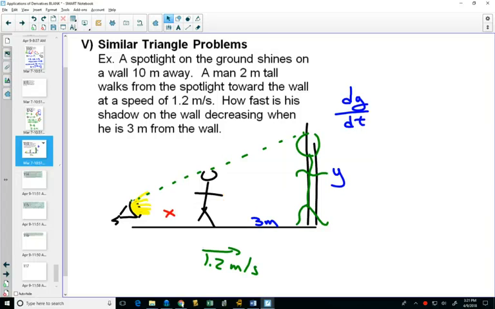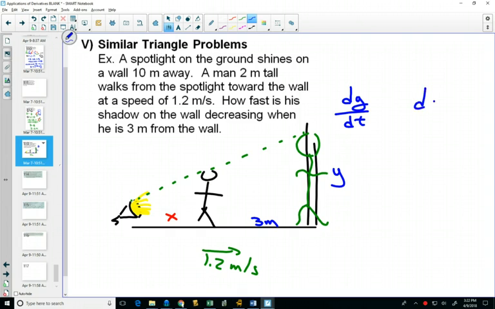It will make a difference because if I make this x, then my dx/dt will be positive 1.2 meters per second because x would be increasing. If I make this x, then my dx/dt would be negative 1.2 meters per second because my x would be decreasing. So which one do you want to try? The inner one. Let's stay positive because it's going to be a hard question. Okay.